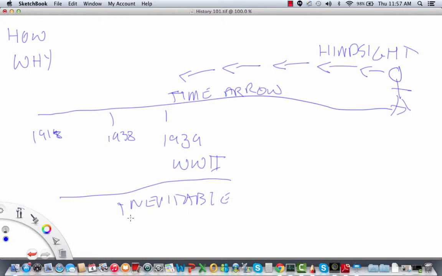And this becomes a problem, right? Hindsight can make us feel so sure because we know what happens. We know there's so much evidence. It is incontrovertible that World War II starts in 1939. But it can make it seem inevitable because of hindsight. We know it's going to happen.